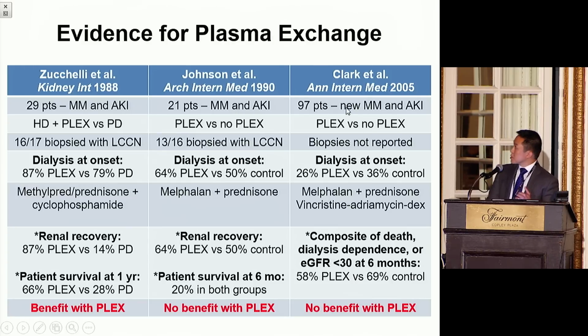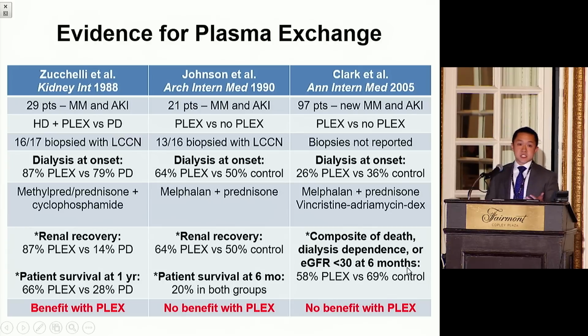The largest study was published in 2005 in the Annals of Internal Medicine, and looked at about 100 patients who presented with a new diagnosis of myeloma and AKI. They were randomly assigned to either plasma exchange or no plasma exchange, in combination with chemotherapy. The primary outcome was a composite of death, dialysis dependence, or an eGFR less than 30 at 6 months. And as you can see, there was no difference between the groups. So the authors concluded based on these data that there was actually no benefit to plasma exchange.